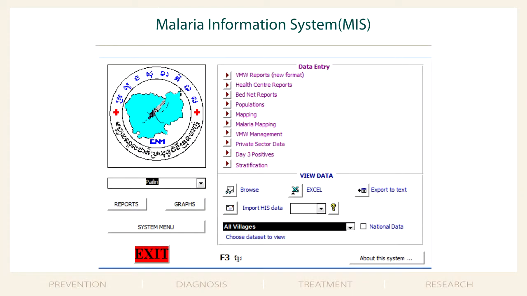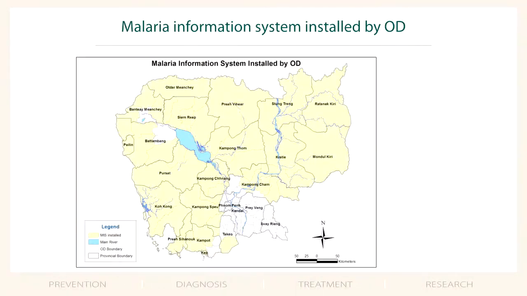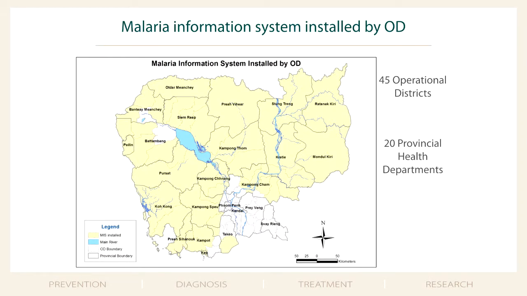So this is the user interface of the system, and you can see the data entry section. We have the VMW report, health center, bed net, and a lot of things, but we store only the main ones that I mentioned in the previous slides. This map shows the locations where we have already installed the MIS: 20 provinces among 24 provinces, and 45 operational districts among 81 districts in Cambodia.